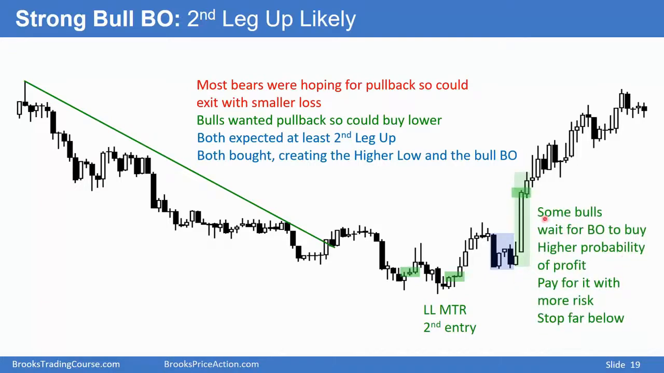Bulls who wanted higher probability, they wait until they see a very strong bull breakout, and they buy the close here or buy the close here. Again, if you're buying after the strong breakout, your stop is down here, your risk is greater, and that's what you have to pay if you want a high probability trade.